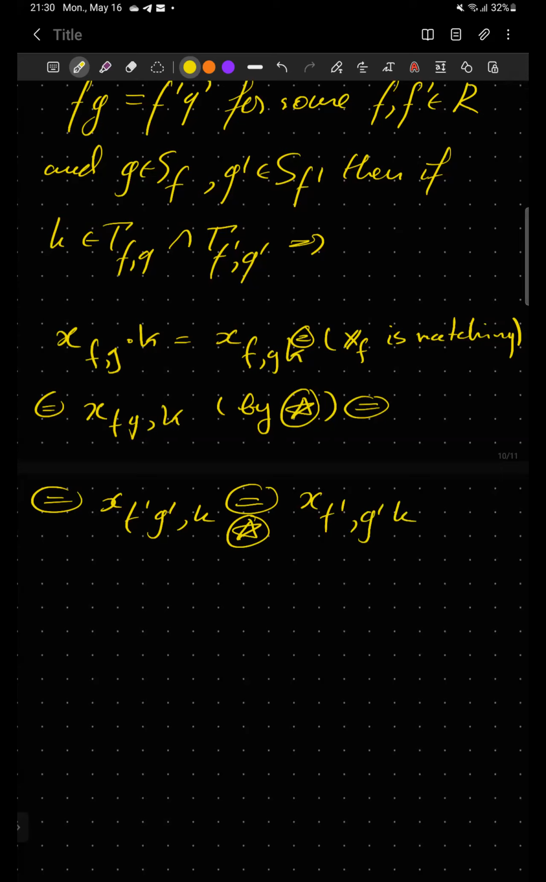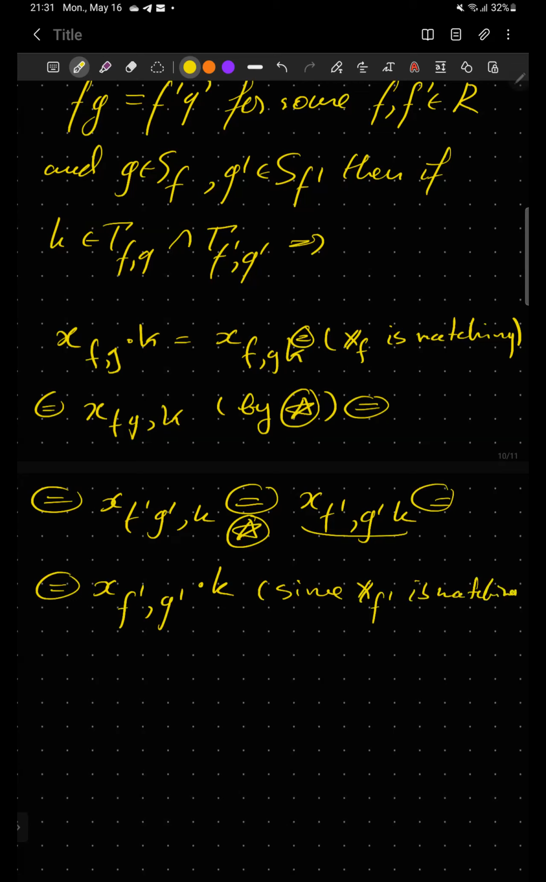Finally, since XF prime is a matching family, we have an equality that we wanted. So this shows that, in fact, Y is well defined.